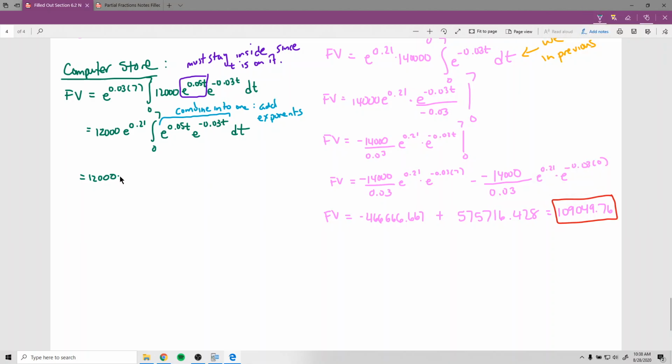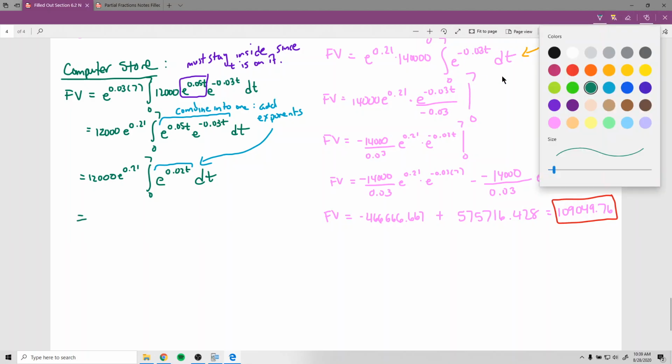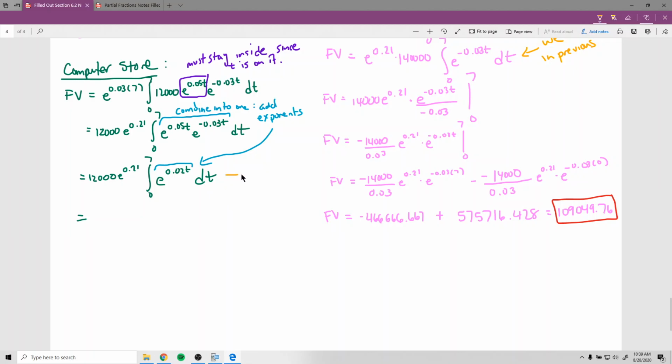All right, so out front we got the 12,000 e to the 0.21. We're integrating from 0 to 7. Now if you add those two exponents, you get 0.05t plus negative 0.03t, which would be 0.02t. We combine them into one exponent like that. And then we can integrate using the rule that I used over here and in the previous problem. But once again, if you would rather practice substitution and do substitution every time, you can do that.